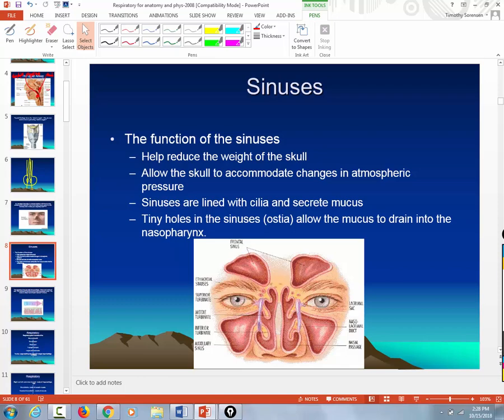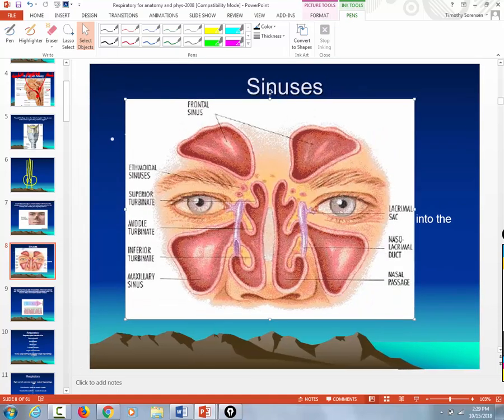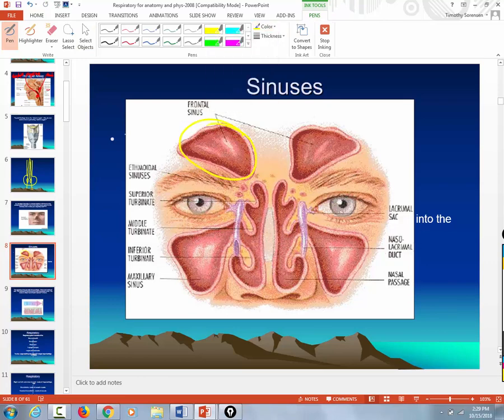You have sinuses in your skull. And the sinuses have the same respiratory lining as the respiratory tract, right? So they're vascular and they also secrete mucus. Now, let me just make this a little bigger here. In the front, you have, oddly enough, the frontal sinuses. So these guys here. And then you have the maxillary sinuses.